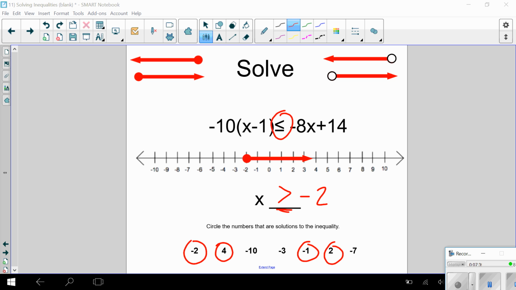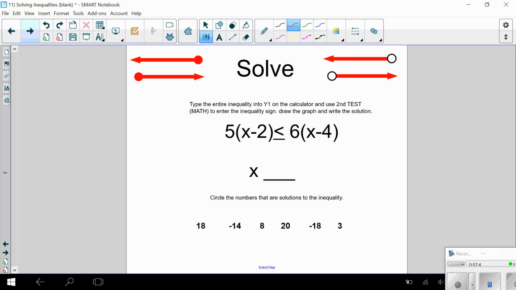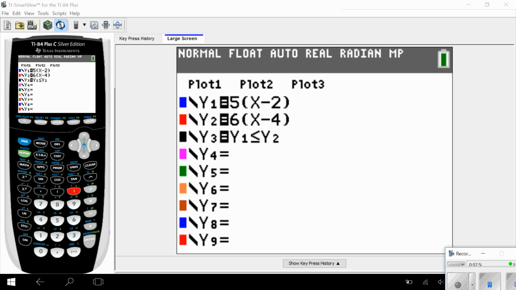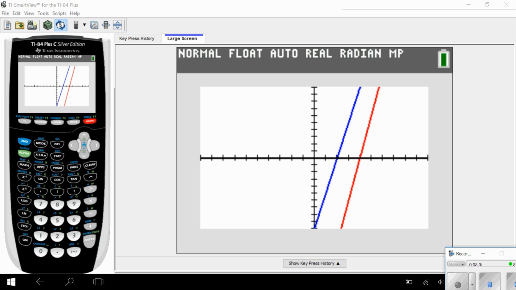Alright, let's look at one last one. This one is a little bit challenging because when you try to find your intersection, we do have to zoom out. So when we start setting it up just like we normally would, y1, y2, in y3 I want to have y1 is less than or equal to y2. I've already done the work. Now here is the picture of the graph. I went ahead and paused it so you didn't have to wait for it to graph.